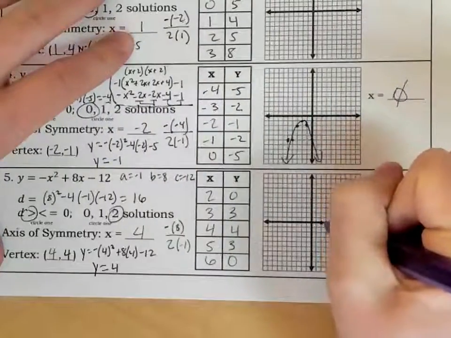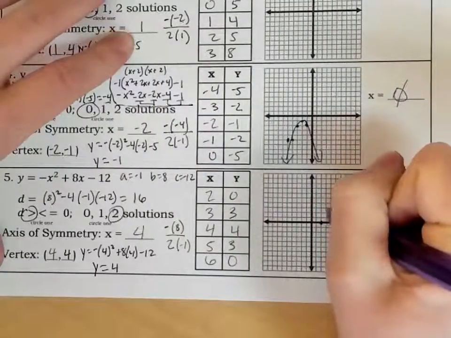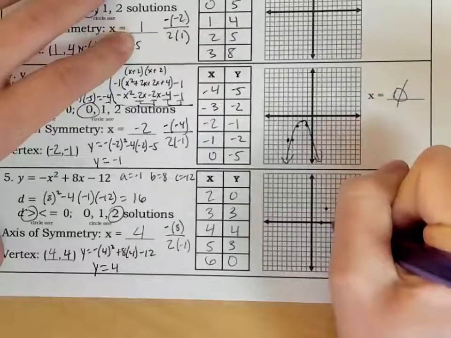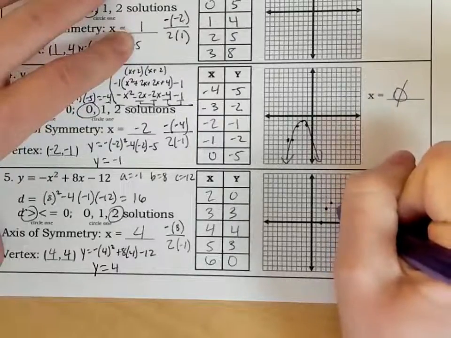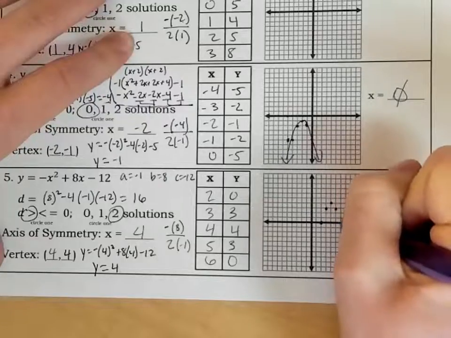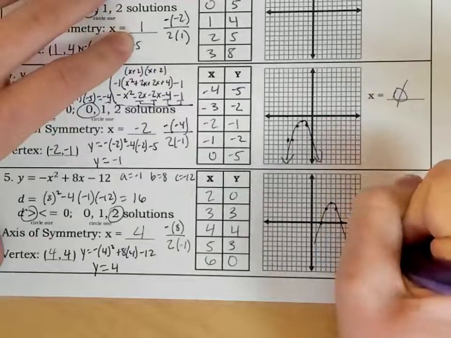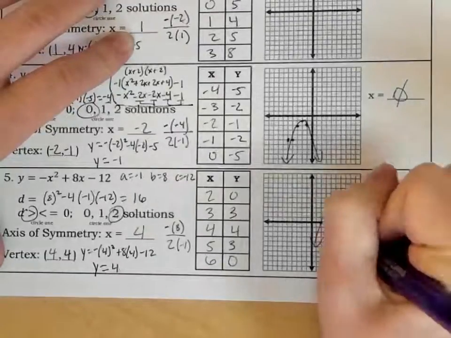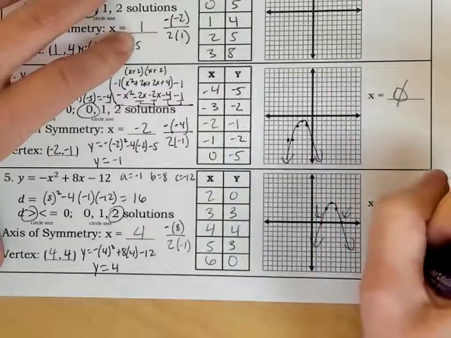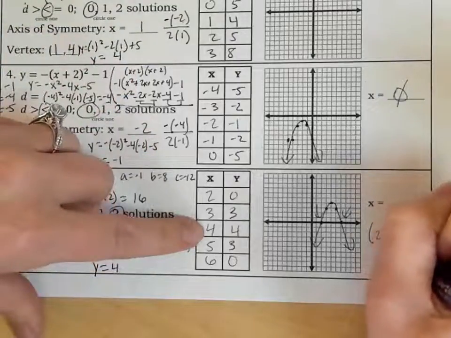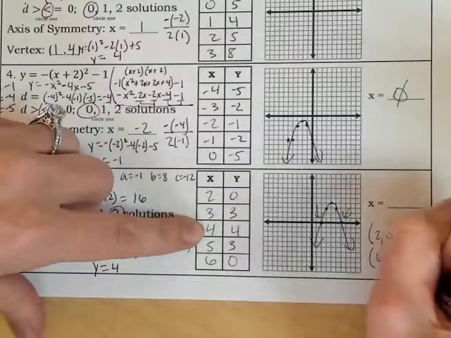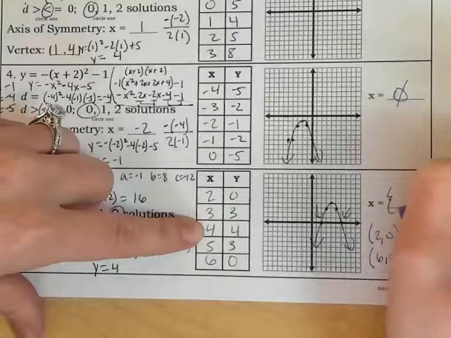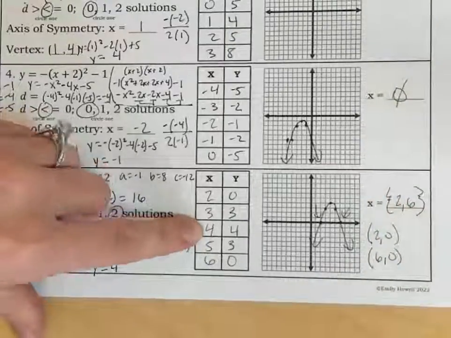We have 2, 0, 3, 3, 4, 4, 5, 3, and 6, 0. And when we graph that, we see our parabola. We have two x-intercepts, one at 2, 0, and the other at 6, 0. So we end up here with 2 and 6 as our solution.